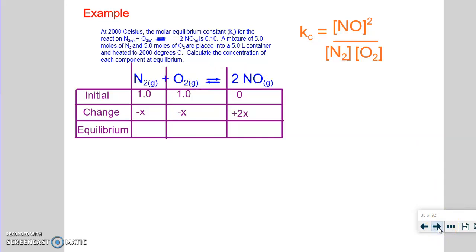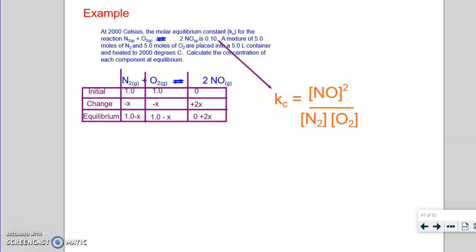Now the equilibrium row is pretty easy. All we're going to do now is add the initial row to the change row. So for nitrogen, initial is 1, change is minus x, so 1 minus x is your equilibrium value. Same for oxygen. And then for NO, 0 plus 2x is 2x. So there we go. Now we have all of our equilibrium values, and we have a K expression, so we can go ahead and plug those numbers into that expression and solve. So let's go ahead and do that.